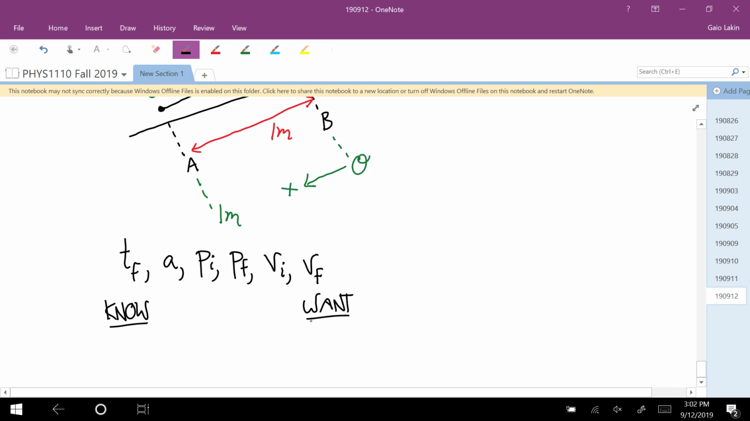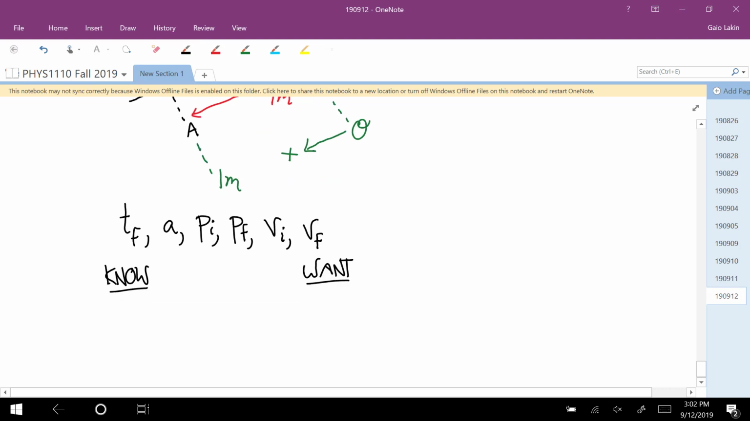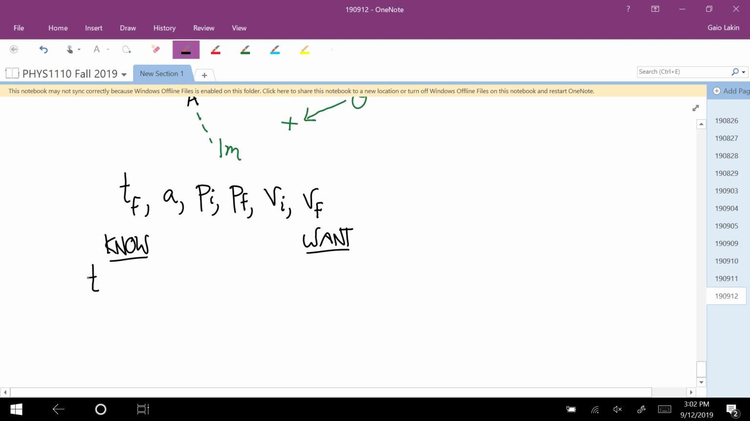Do we know time final? Yep, that's still 1 second. Do we know acceleration? That's what we're looking for. Do we know the initial position, the position at time equals 0? What's that? That's positive 1 meter. Anybody have any questions about that?